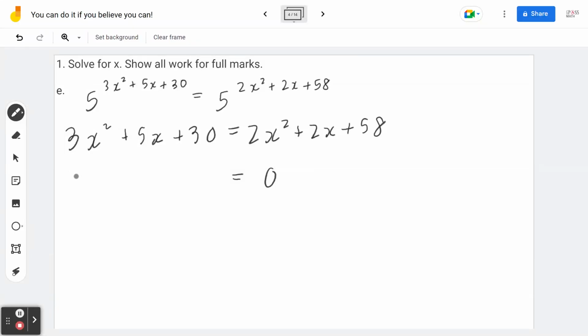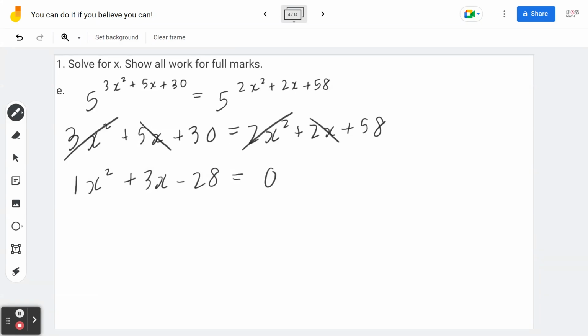3 minus 2 is going to be 1. So you're going to have 1x squared. On the left, you can cross this out if you want to stay organized. 5 minus 2 is going to be 3. So you can write down 3x. You can cross this out. And of course, 30 minus 58, that's going to be negative 28, just like that.